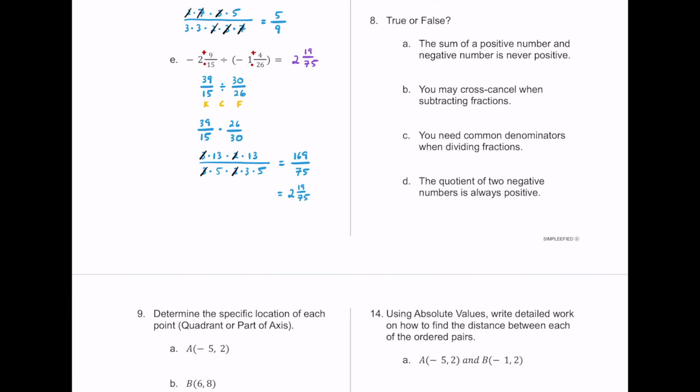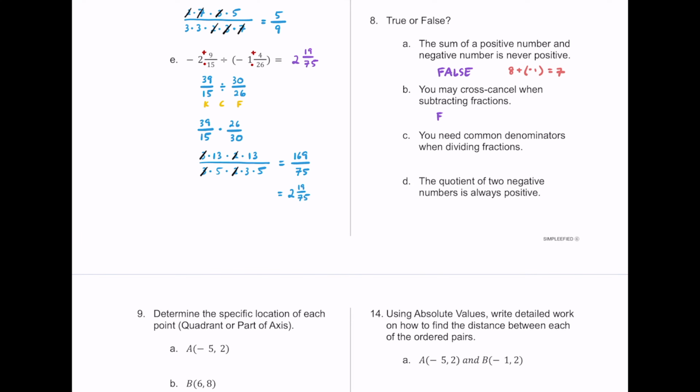8a, true or false? The sum of a positive number and a negative number is never positive. This is false. If we want to prove this, we can use an example. If I said something like 8 plus negative 1, that's equal to positive 7. So that proves this statement to be false. So that's a counterexample.